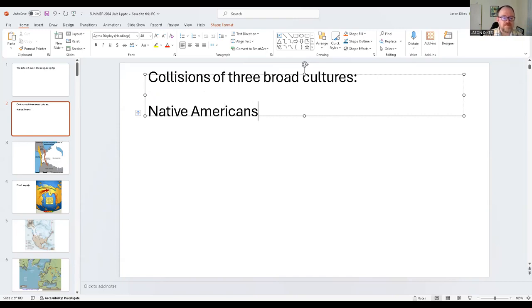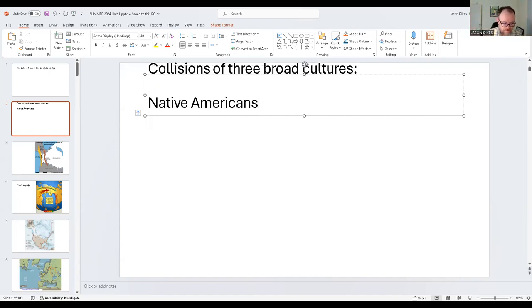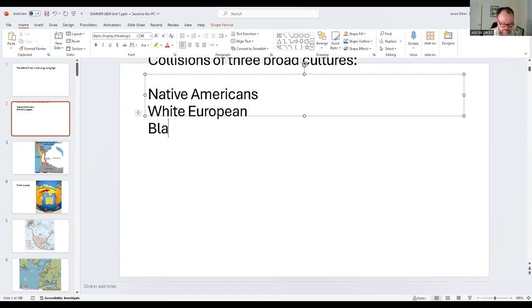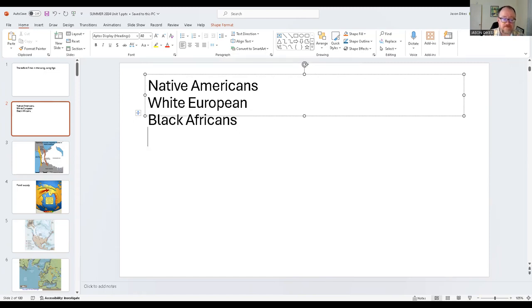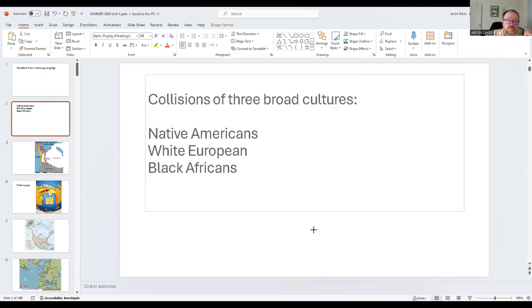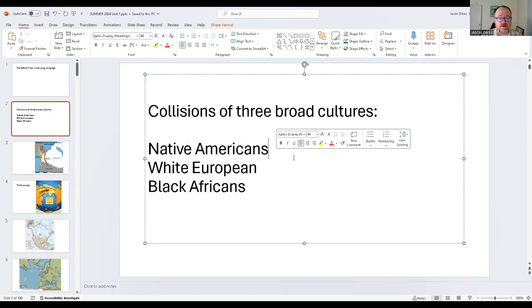Now, not every Native American culture was the same. Again, we're talking broadly. White European, and Africans. Now, these three broad groups came here for different reasons and by different means. Native Americans, Europeans having their own reasons for coming here, and then, of course, Africans having a very unpleasant reason for coming here. So we're going to sort of break them down one at a time across this lecture.